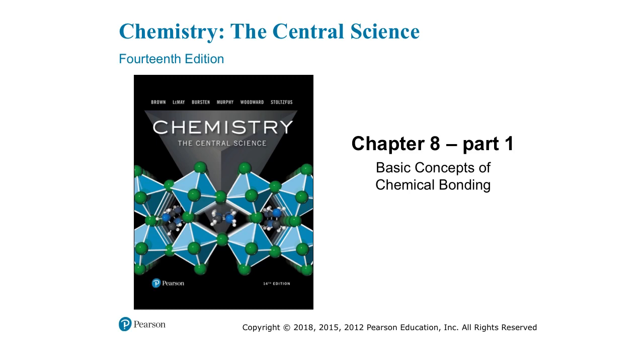The concepts in Chapter 8 deal with chemical bonding. We will talk about ionic bonds and covalent bonds within this chapter. Some of the main topics will be things like lattice energies to describe strengths of ionic bonding, and Lewis structures to describe the structures of molecules or molecular compounds.